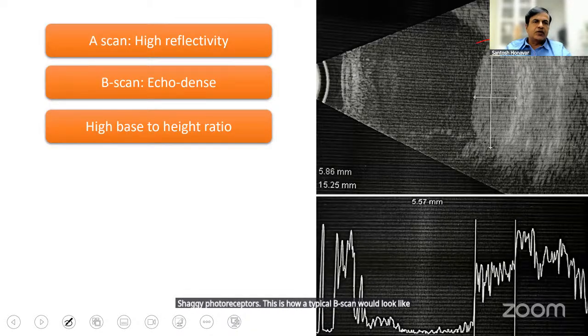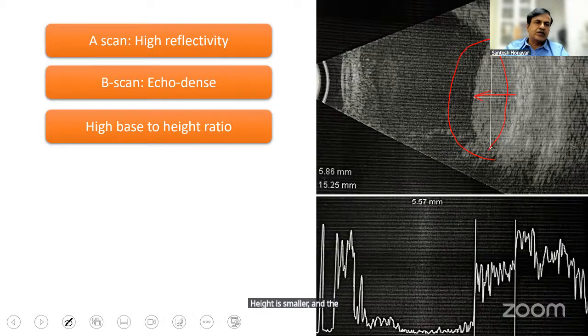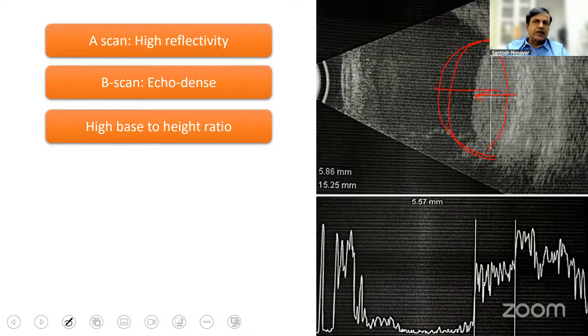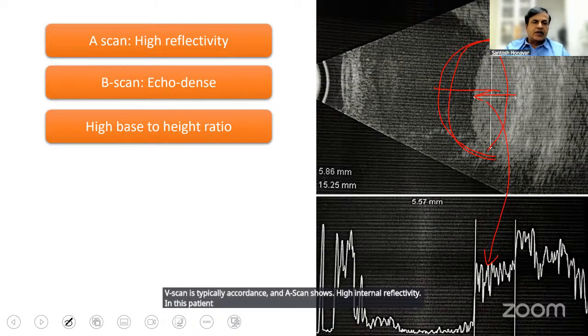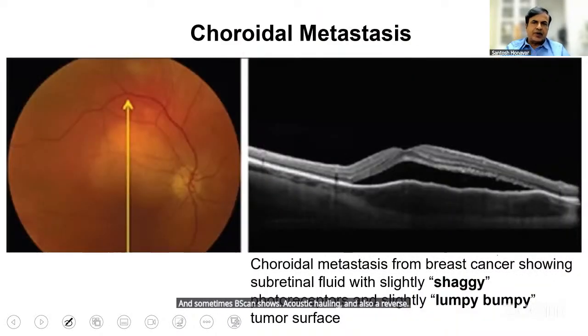In melanoma, the contour would be much higher, the height would be much higher. Here, you find a high base to height ratio. That means the height is smaller and the base is larger, whereas in melanoma, it is the other way around. Height will be larger and the base relatively smaller. B scan is typically echo dense and A scan shows high internal reflectivity in this patient, but it can vary from low to medium to high internal reflectivity, sometimes even with bizarre configurations. And sometimes B scan shows acoustic hollowing and also a reverse orbital shadowing.